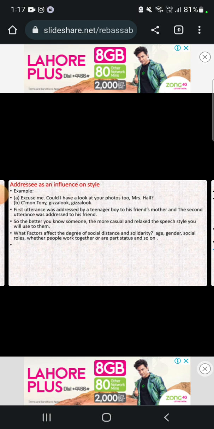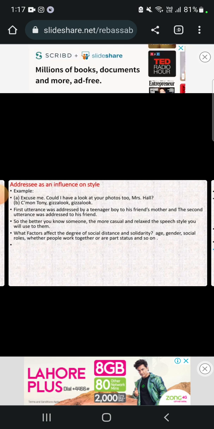How can an addressee, the person who is spoken to, influence style? Example: "Excuse me, could I have a look at your photos too, Mrs. Hall?" and "Come on, Tony, give a look, give a look." The first utterance was addressed by a teenage boy to his friend's mother, and the second utterance was addressed to his friend. So there are two ways. A child is asking his friend's mother for pictures, and in another example he's asking his friend. The better you know someone, the more casual and relaxed a speech style you will use with them.